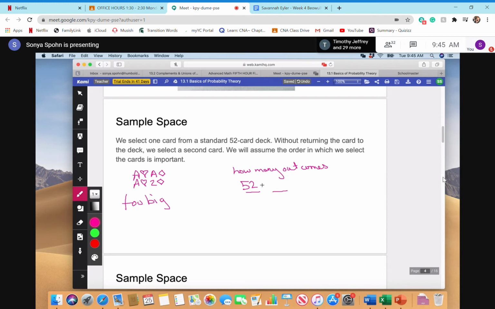Then, without returning the card to the deck, we pick a second one. So we pick a card first, we don't put it back. That leaves us with 51 options for the next one.